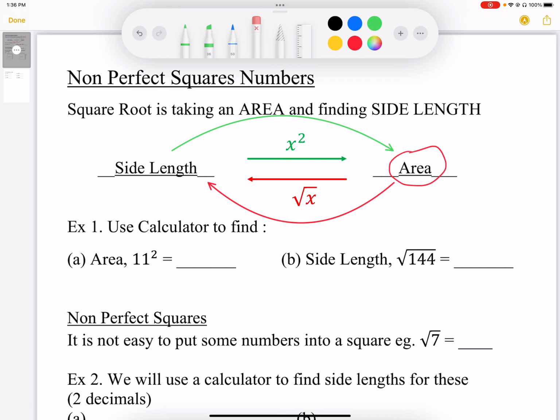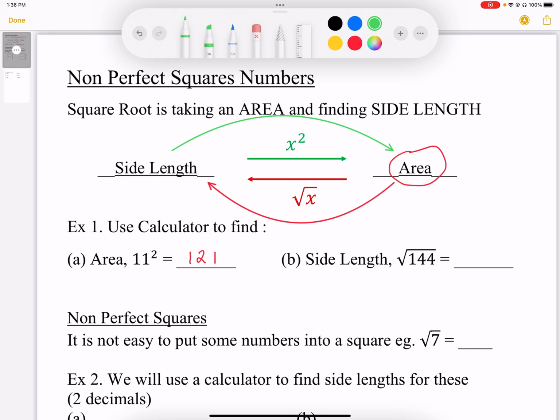So when you see 11 squared, 11 represents our side length. The answer to 11 squared must be area. So when we square 11, do it on your calculator. Make sure that you can do this on your calculator. Go 11 squared. Use the squared button, and you should get an answer of 121 squares.